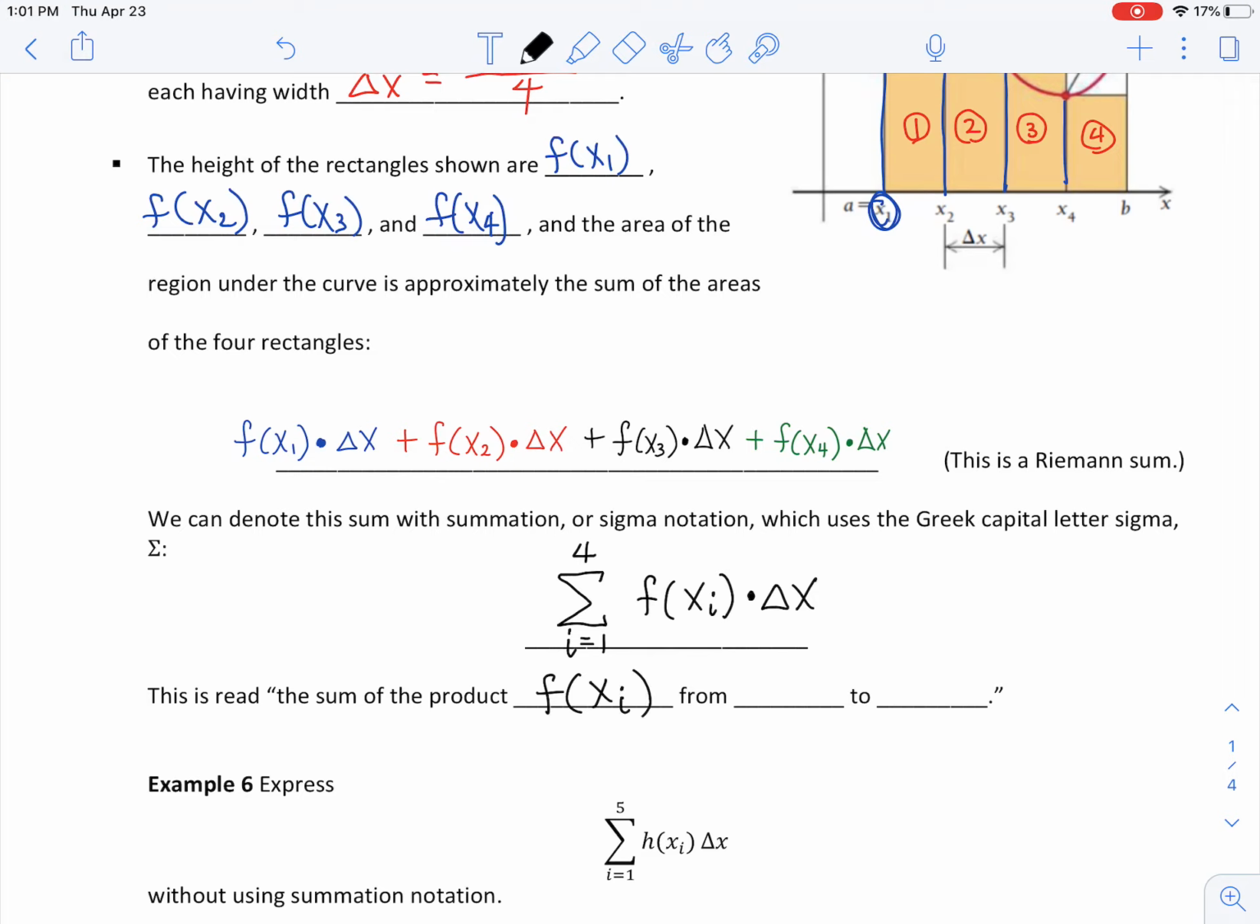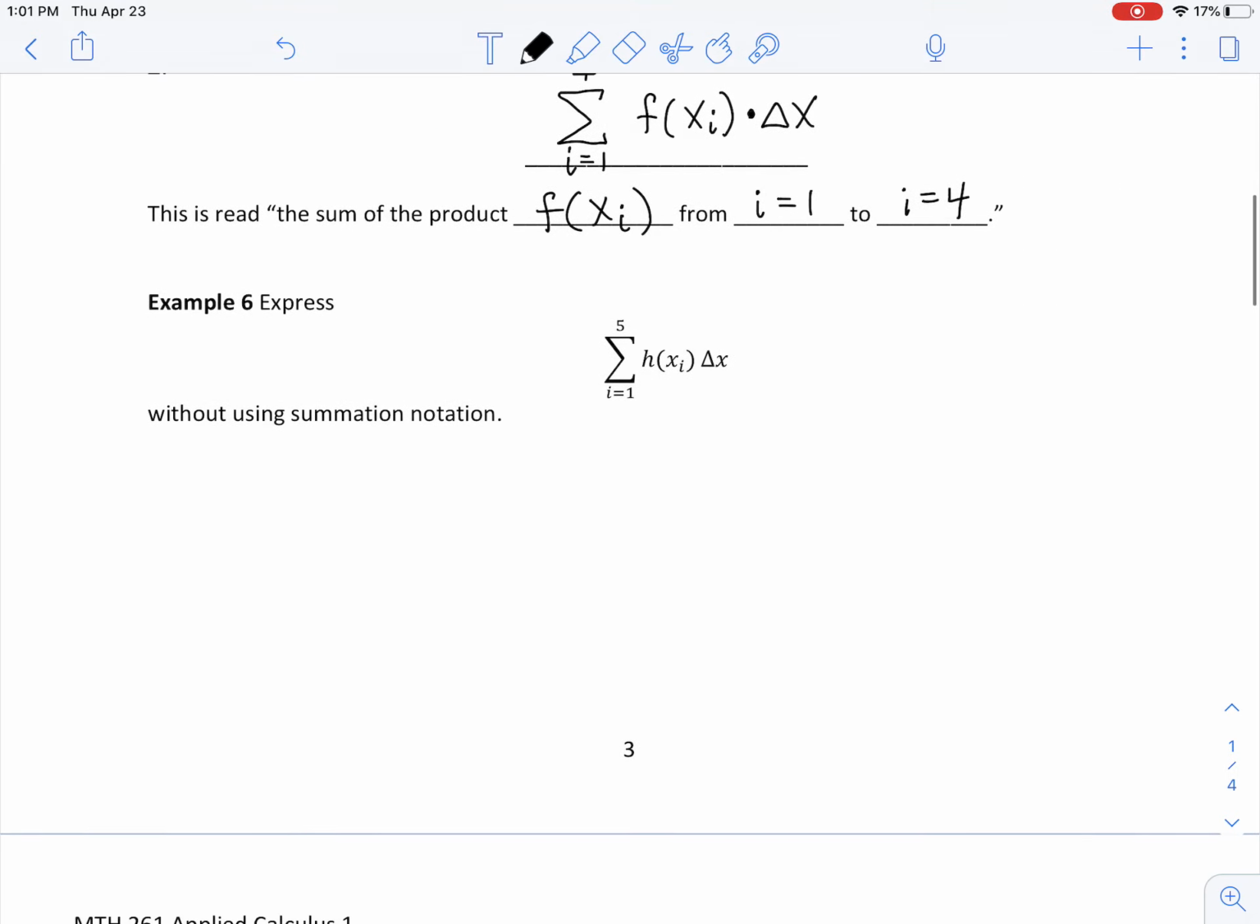So how do we read this notation? We read it as the sum of the product, right? Because we multiply length times width to find these areas. Sum of the product, f of x of I, from what number to what number? From I equals 1 to I equals 4, because I represented the number of rectangles. We had 1, 2, 3, 4 rectangles. And that's how you read the summation notation.